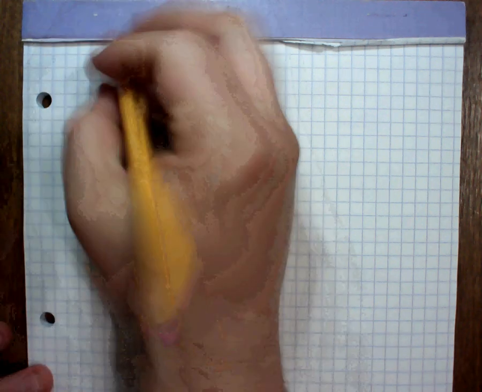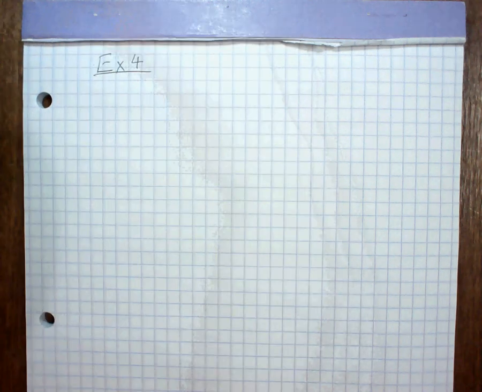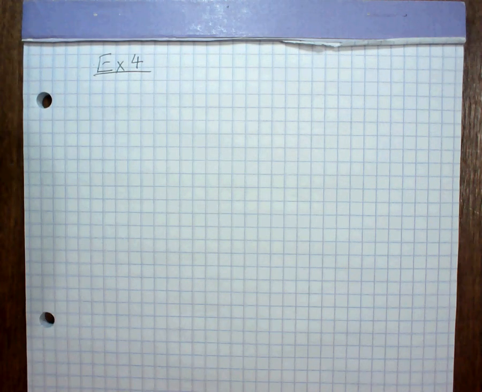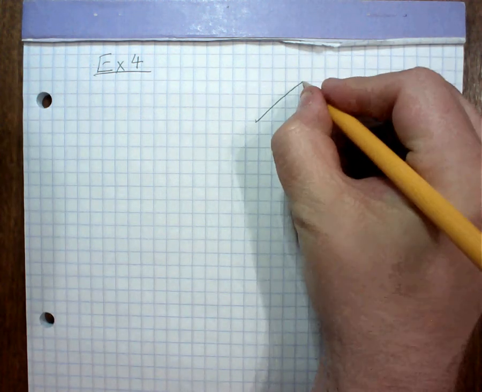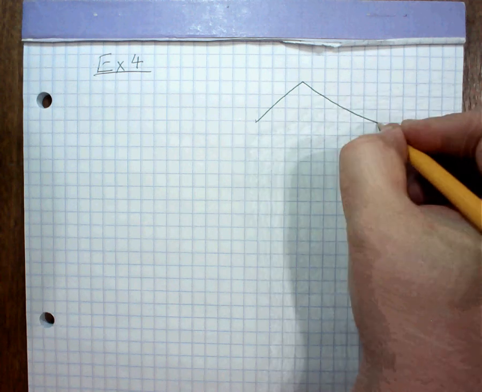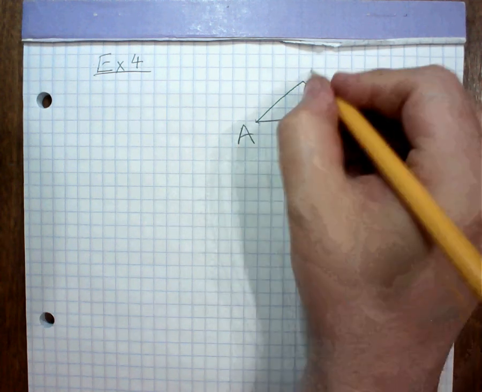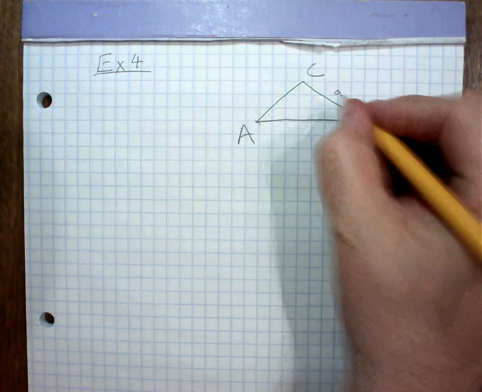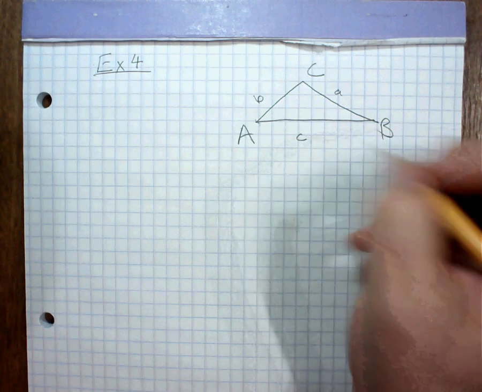Okay, for example number 4, what we're going to do is another law of sines problem. So I'm going to have a triangle that looks like this, where this is A, capital B, capital C. That means that this would be A, this would be B, and this would be lowercase c.